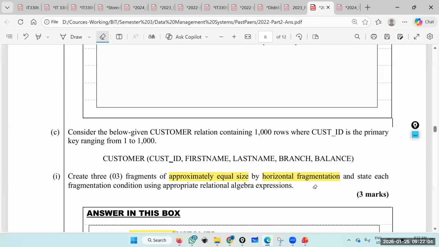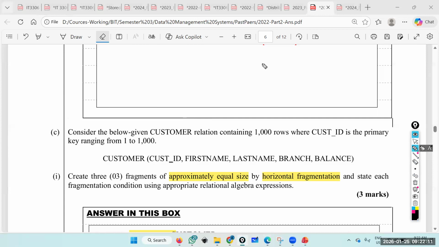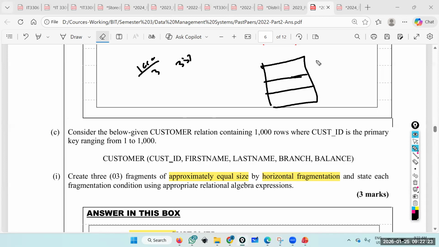By horizontal fragmentation. That means you need to break it into horizontal fragments. This is a little bit strange question because there's no condition. You just need to break it into equal size. That is like 1,000 divided by 3. 333 and 333. That is maybe 1 to 333, 334 to 666, and 664 to 1,000, because there's no condition here, right?